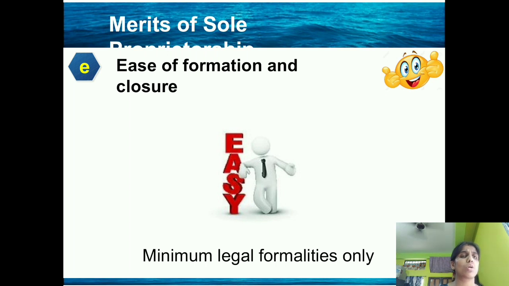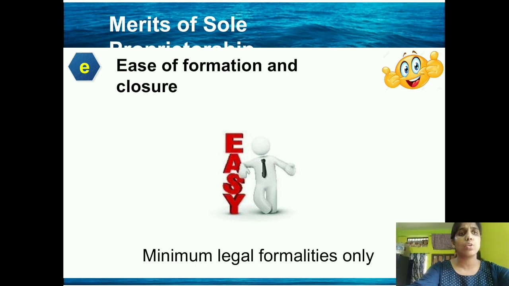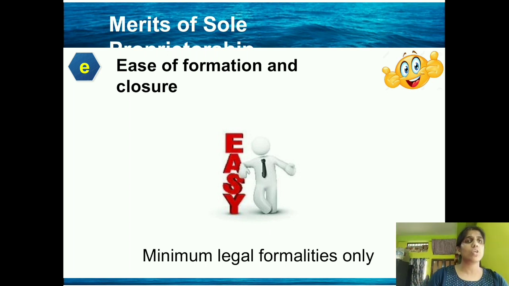Suppose you want to open a Galla Mal shop, a Kirana shop, where you have all the eatables, food items, everything, chocolates, then rice, and all these sort of things. So when you open it, your wish, you take a place on rent or you have your own place. Easily start the business, buy the goods, sell the goods. Suppose you are having a loss and you don't want to continue the business, you can easily shut down the business. So it is easy to form, easy to close. These were the 5 merits of sole proprietorship.